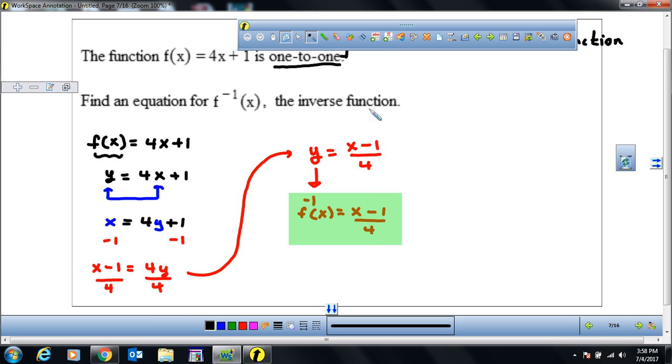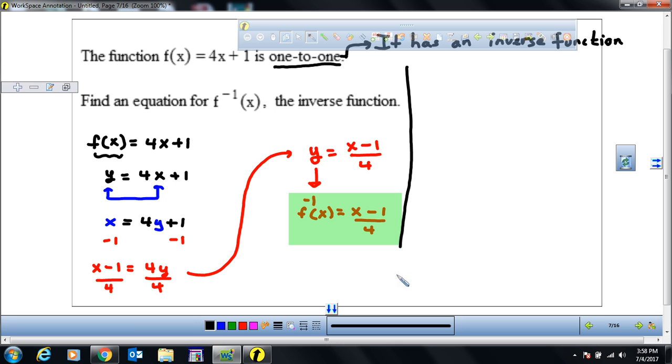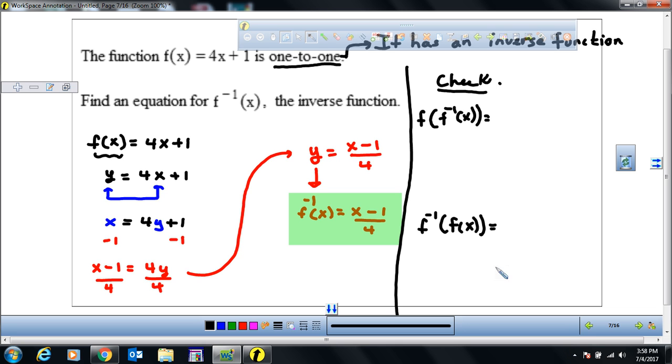Now, this is something that you can do extra, which you don't really need to do. It's just a way of checking your solution. What you have to do to check your solution is f of f inverse of x. In other words, do the composition and see if it equals x. You have to do it both ways. So I need to do it this way, and I also need to do it by substituting the f of x inside of the inverse.